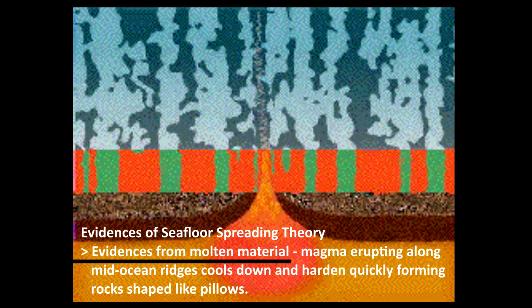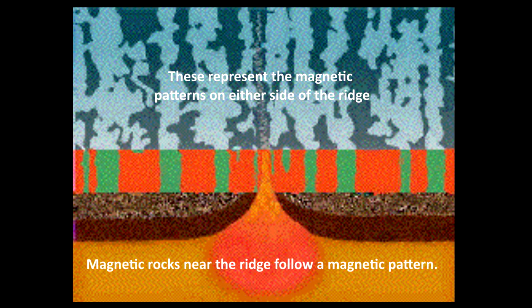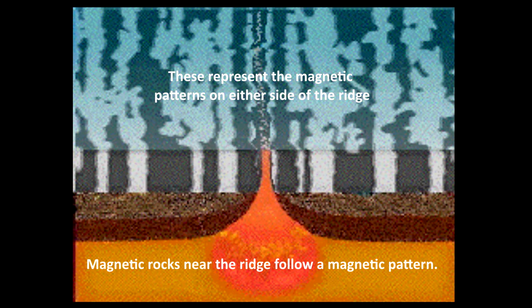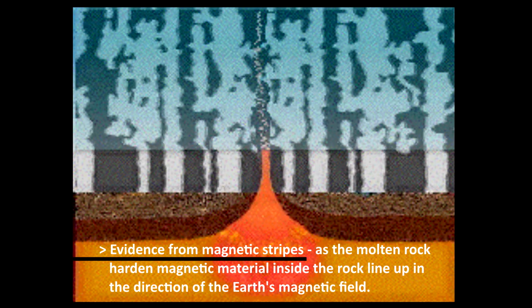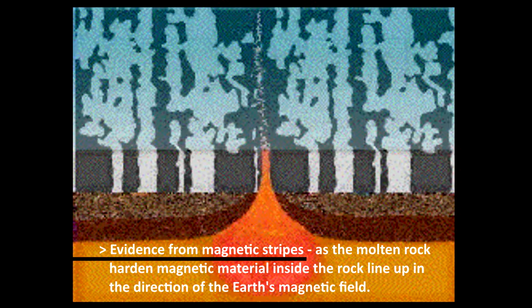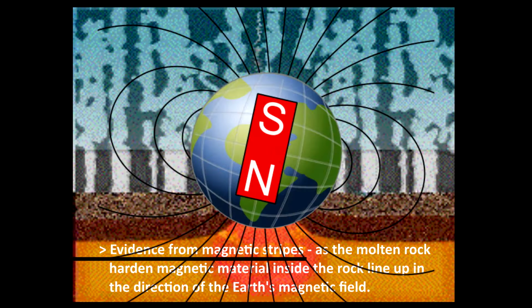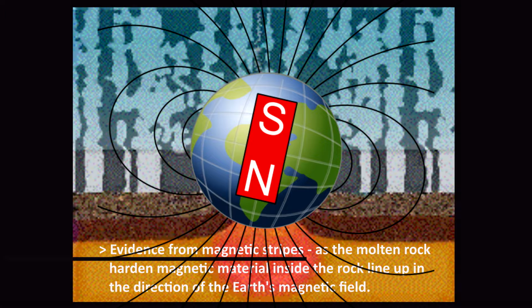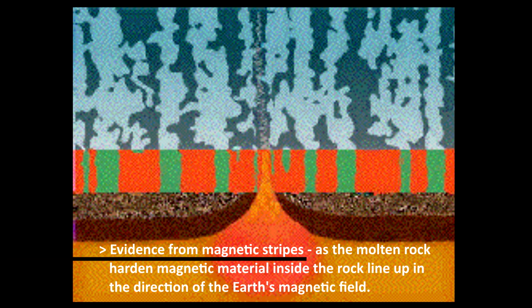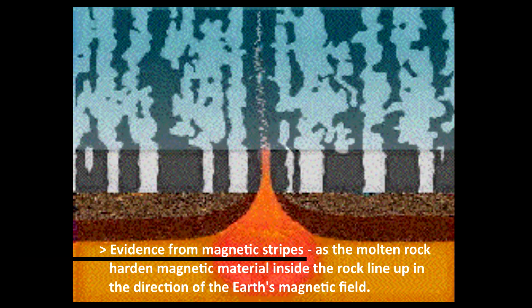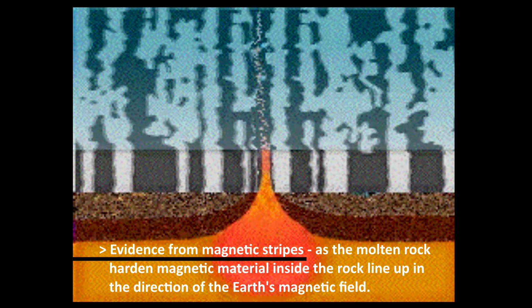Seafloor spreading was strengthened with the discovery that the magnetic rocks near the ridges follow a magnetic pattern. We call this evidence the evidence from magnetic stripes. As the molten rock hardened, the magnetic material inside the rock lined up in the direction of the Earth's magnetic field. This forms unseen magnetic stripes. The magnetic poles reverse themselves. These stripes are mirror images on each side of the mid-ocean ridge.